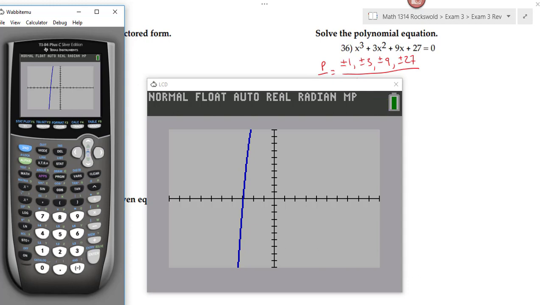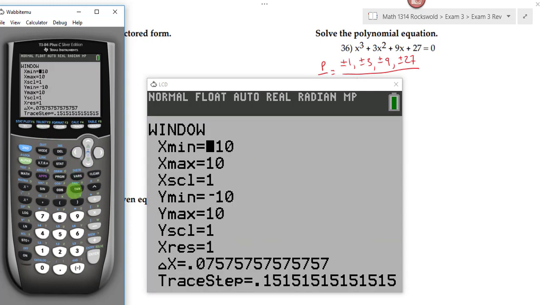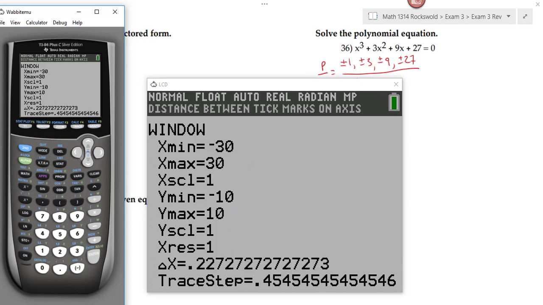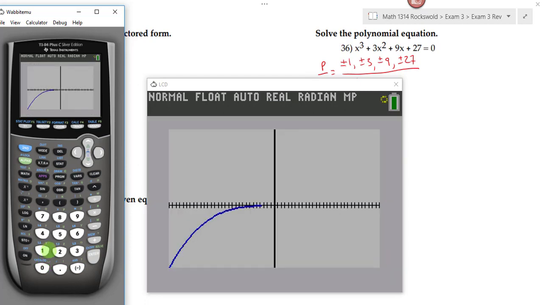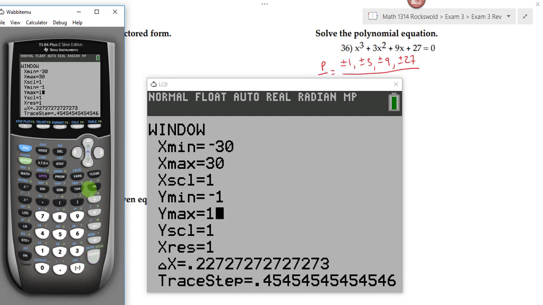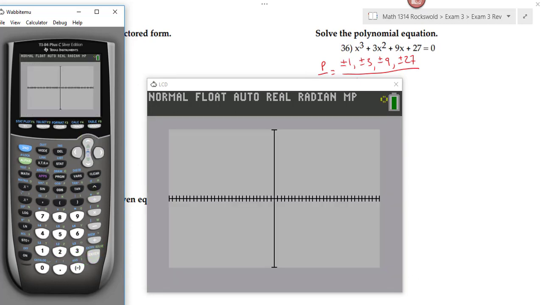It's still working. So let me expand the domain. Let's let our window go from negative 30 to 30. And I know I'm going to have a y-intercept at 27, so let's do the same for our y's. We'll go from negative 30 to 30. I've just done a zoom fit on this, so it's looking like I just want to see my x-intercepts where the graph crosses the x-axis. And there it is at negative 3, and that's the only place it's going to cross the x-axis on that domain. So that means that negative 3 will be one of our roots.